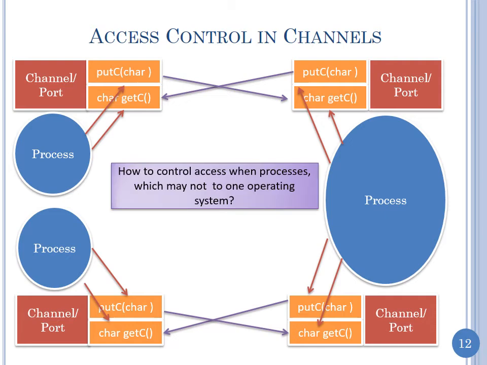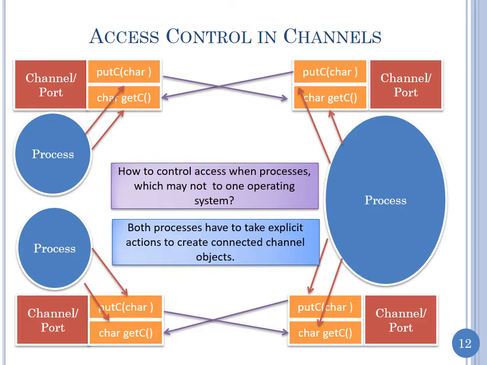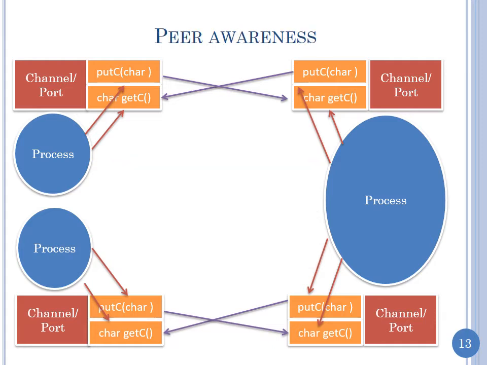And we can try to not have application involvement and have rights associated with channels. But rights are always enforced by an operating system. So when there are processes of different operating systems, there is no common authority to make sure that these rights are obeyed. So what to do in that situation? The answer is that both processes have to take explicit actions to connect their channels to each other. If a process doesn't want to connect to another process, it just doesn't take that action. So that's the access control issue.